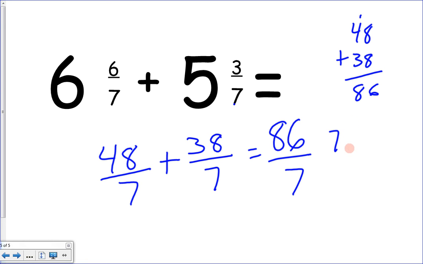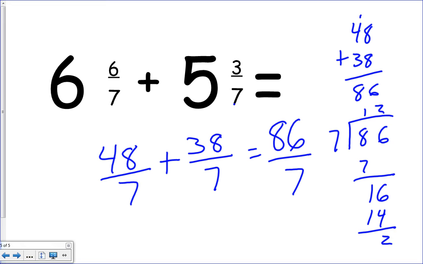Set up our division problem. That'll go in once. 7, 16. Please pause. I'm going blazing fast here because I want to finish this before my battery dies. 2, 14. All right, so I could write remainder 2, but since we're talking fractions, let's write it as a fraction over my divisor. So my final answer here will be 12 and 2 sevenths.